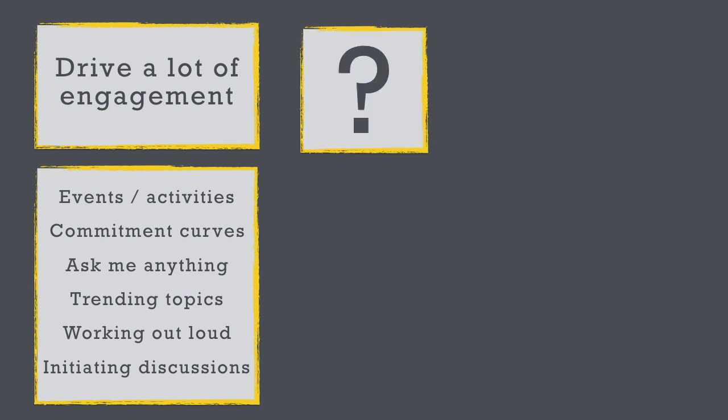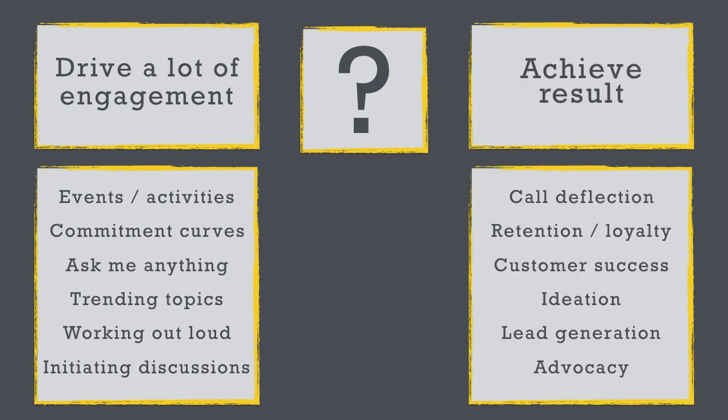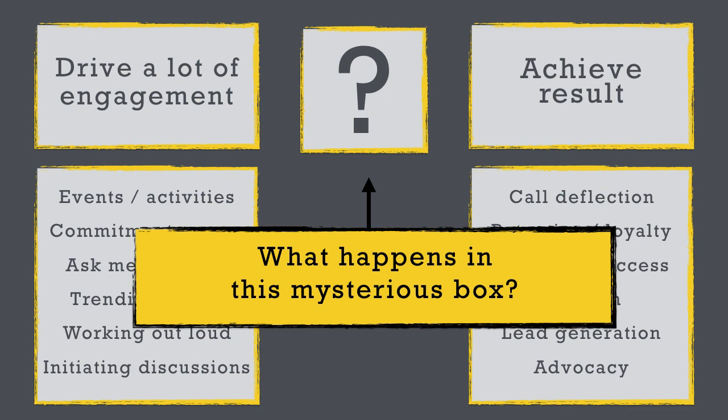Step two, to use a South Park expression, is that box with a big question mark in it. Then step three, they're going to achieve the result, which might be call deflection, retention, success, ideation, advocacy, lead generation, whatever. And the big question is what happens in this mysterious box here?